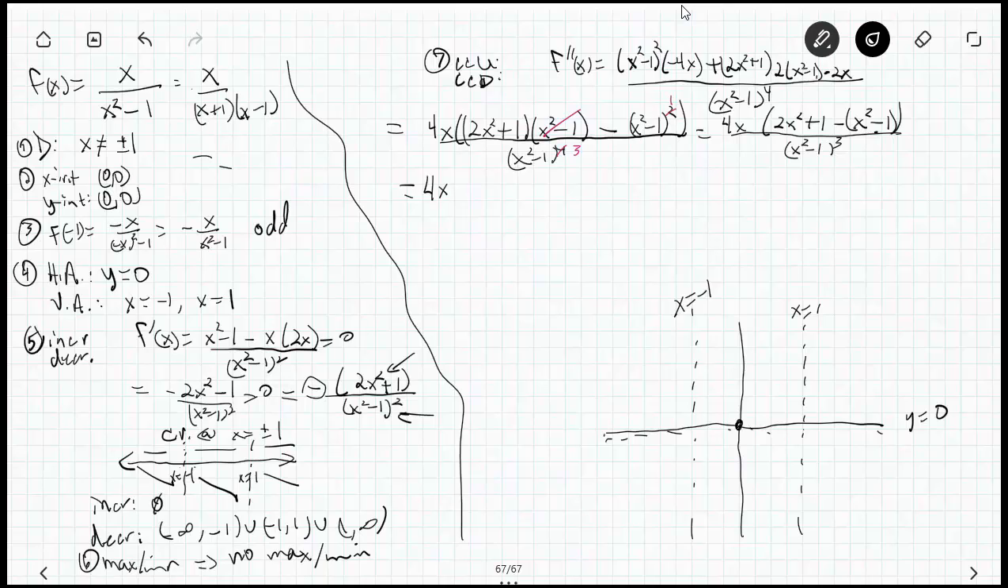I end up with 4x times, let's see, 2x squared minus 1x squared is x squared. And then I end up with 1 minus a negative 1. That's just going to be plus 2, isn't it? I'll buy that. All over x squared minus 1 cubed. When I set this equal to 0, x squared plus 2 produces no real solutions. But I do get a critical value at x equals 0 here, and then plus or minus 1.